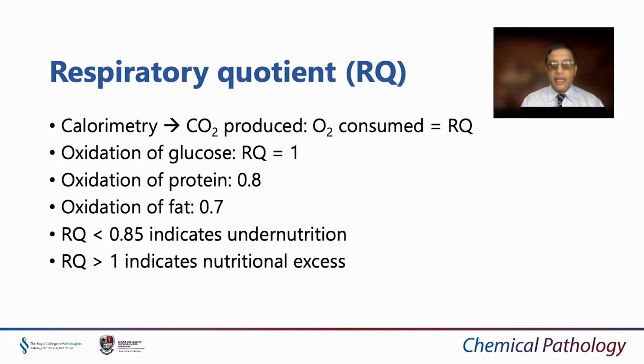Respiratory quotient can be calculated from calorimetric measurements of CO2 and oxygen and identifies this as a ratio. Oxidation of glucose produces an RQ of 1, oxidation of protein 0.8, and fat 0.7. Cutoff points of 0.85 and 1 then identify undernutrition and nutritional excess states.